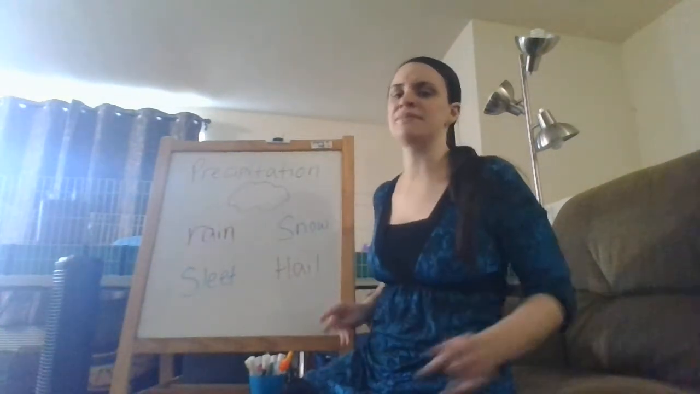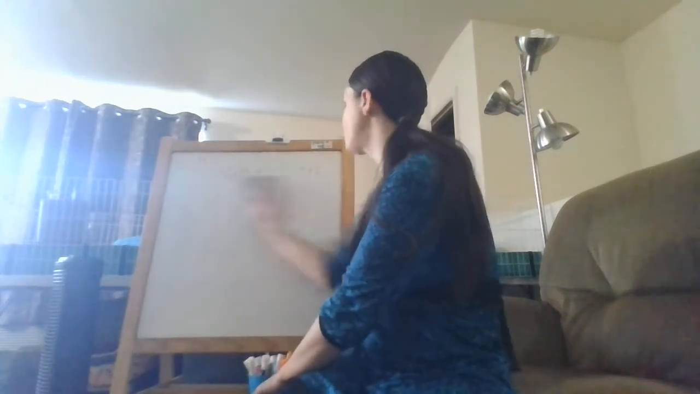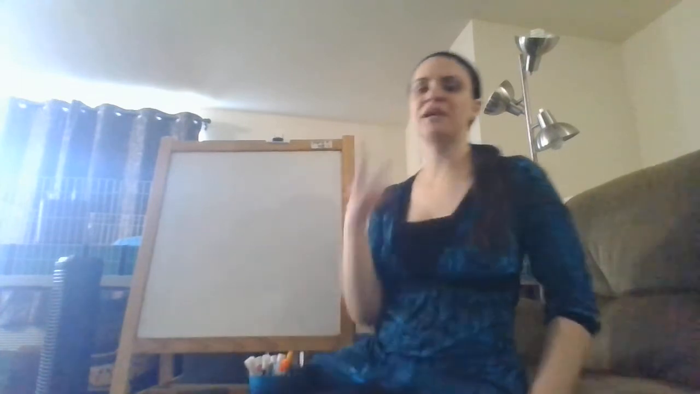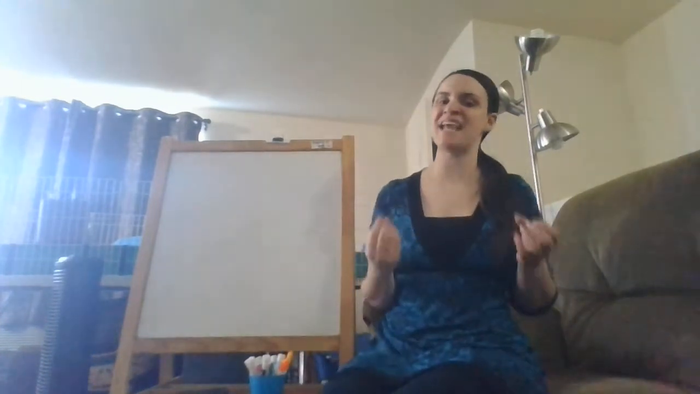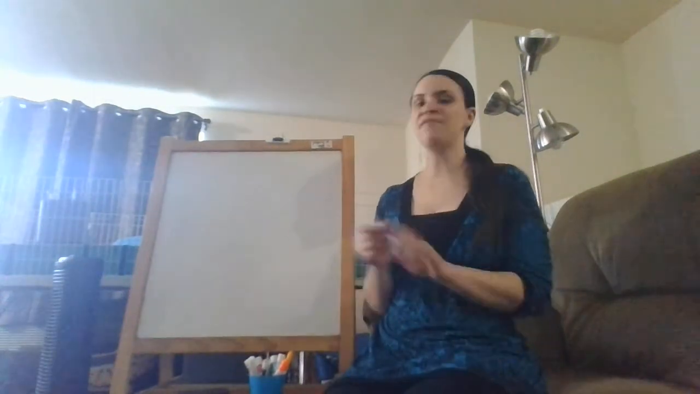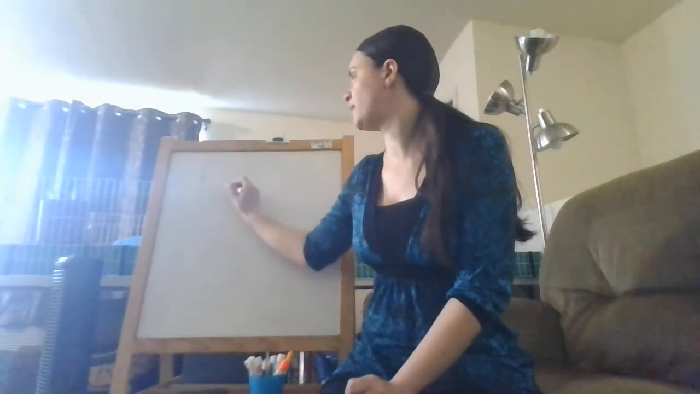Now, we talked a little bit about this yesterday, but water can be found in 3 different forms. Okay. So there are 3 different forms, or we can call states of matter, that water could be in, okay? So one of these states of matter or forms that water can be in is a liquid.